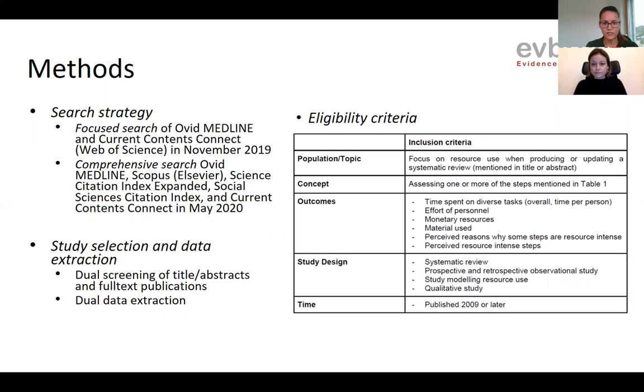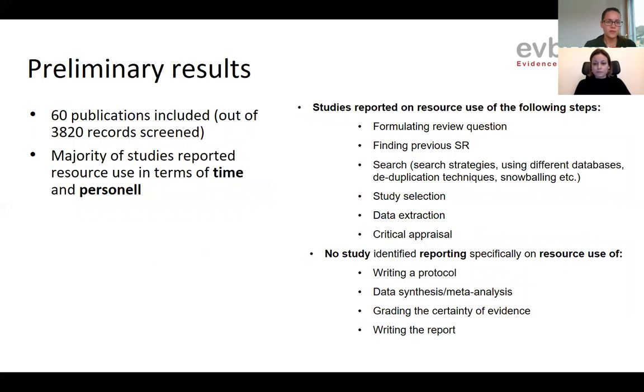Study designs we were interested in were systematic reviews, prospective and retrospective observational studies, studies modeling resource use, and qualitative studies. We were interested in papers published in 2009 or later. For study selection and data extraction, we used dual screening of title and abstract, and also of the full text, and dual data extraction. The preliminary results of the scoping review are that we included 60 publications out of around 4,000 records, and the majority of the studies reported resource use in terms of time and personnel.